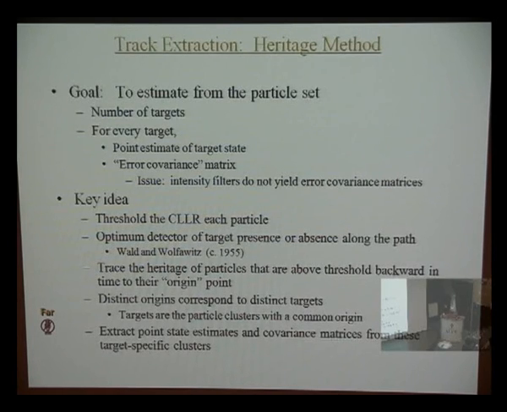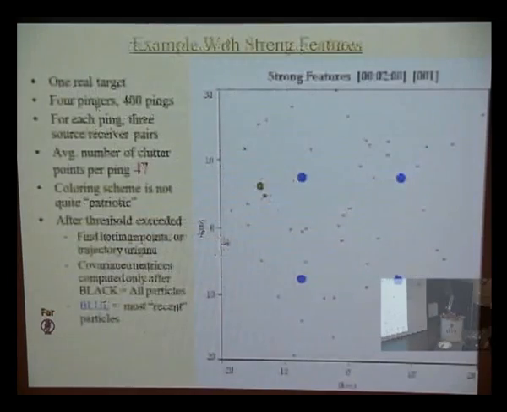And the key idea, basically I alluded to it before, is you threshold the CLR to decide which particles are good enough to be considered targets. As I said, it's an optimum detector. But then you trace the heritage of particles, and that's what's different, and that makes this a hybrid method. You trace the particles backward in time to a point where they have a common point. You trace them to their origin. If 2 particle paths share an origin, then they belong to the same target. And it works remarkably well. So the distinct origins determine the targets. The number of targets is equal to the number of distinct origins. There are advantages to that and disadvantages, but let me just show you some of the advantages.